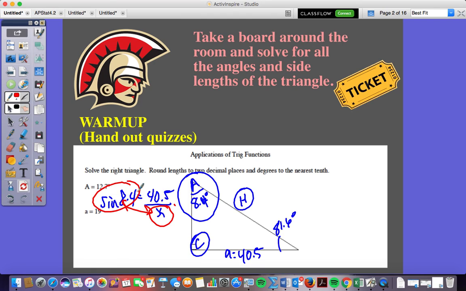I messed up. I did sine of the other angle, sine of 81.6. And how did you set that up, Andy? When it was completely set up, it was sine of 81.6 is equal to 40.5 over the hypotenuse.